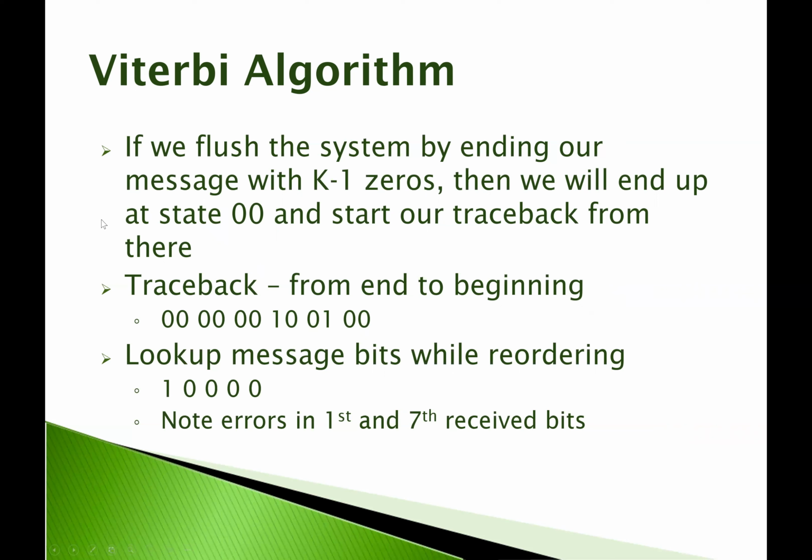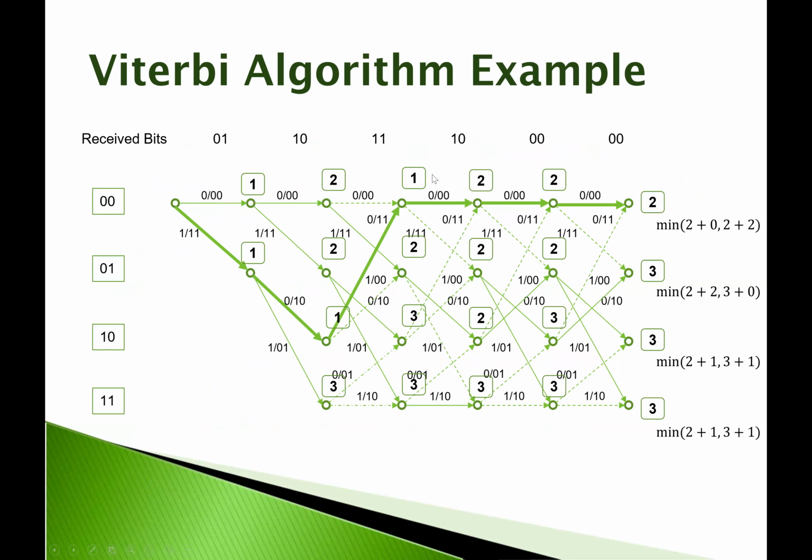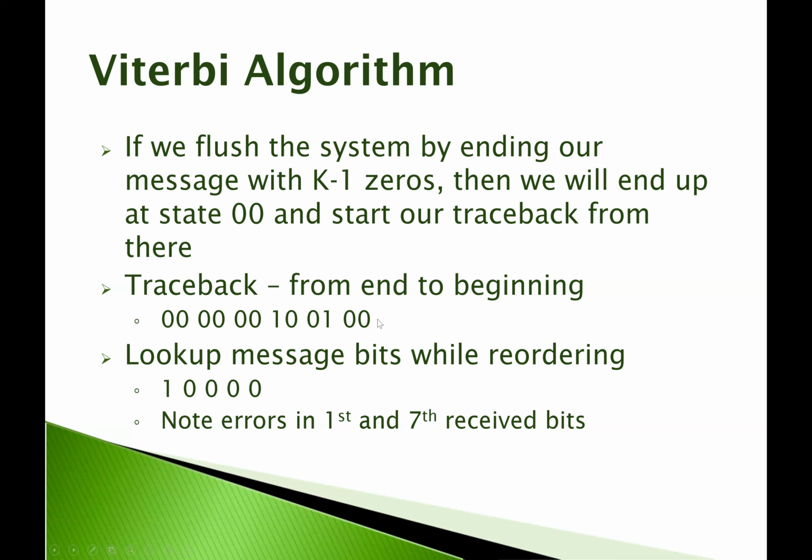So if we look at that, that's the set of parity bits going from the right-hand side, or the last time step, previous one, previous to that, and so on till we get back to the beginning. Those are the states that we transitioned. Okay, and then we look up the message bits while reordering.